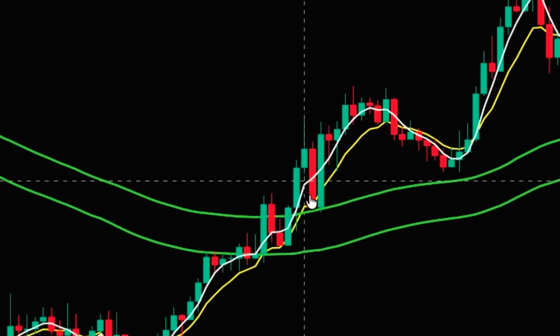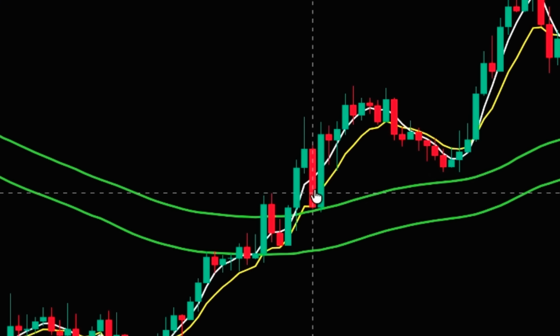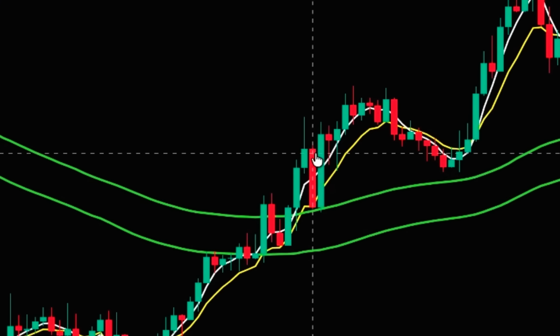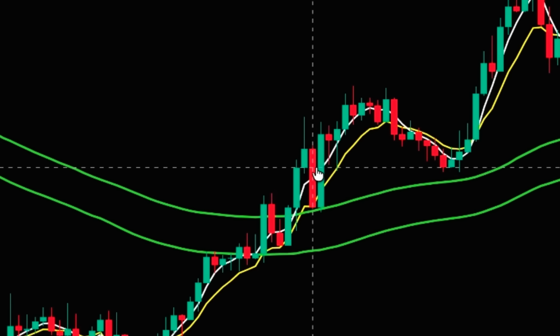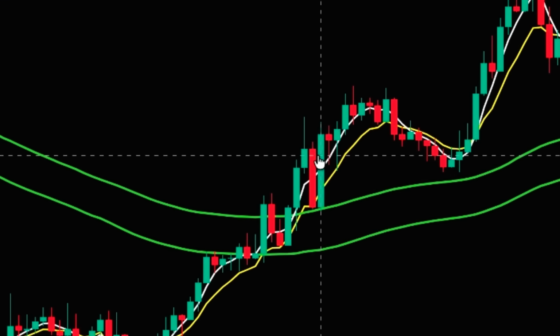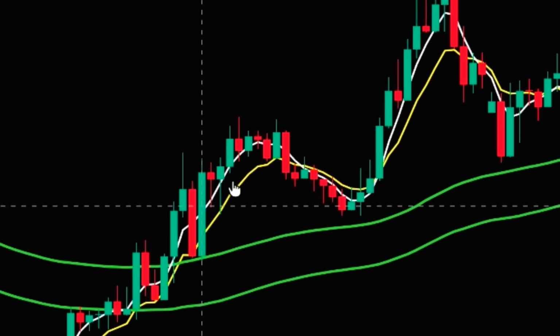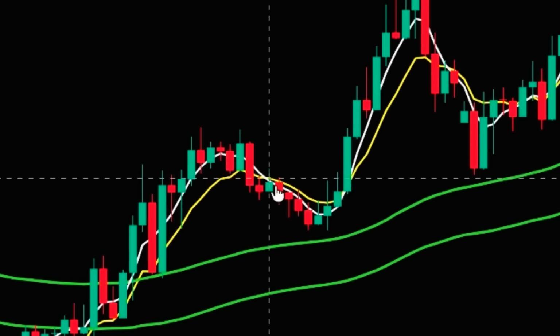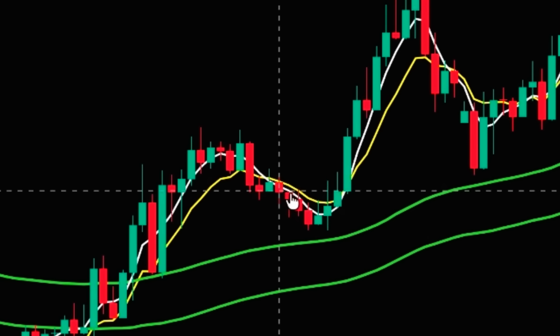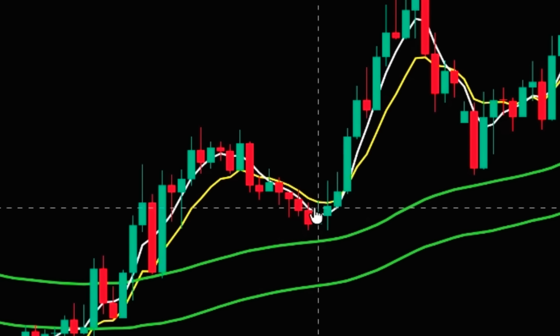And after that, we want also the white line and the yellow line to go above the green channel. You can see that from here, the white line, the yellow line, and the price, three of them are above the green channel. This is an early signal that probably a reversal is forming on the chart. Now we should wait for a pullback. We should wait for the white line to go below the yellow line. This shows that probably a pullback is forming on the chart, and this can provide a trading opportunity to enter a trade. In the next step, we should wait for a signal that shows end of the pullback.